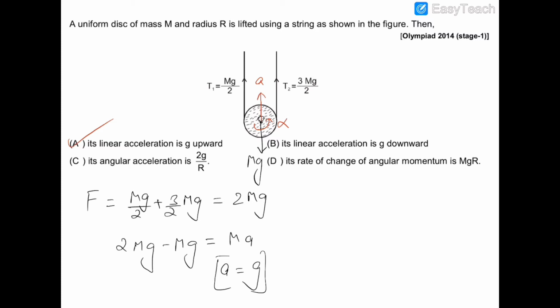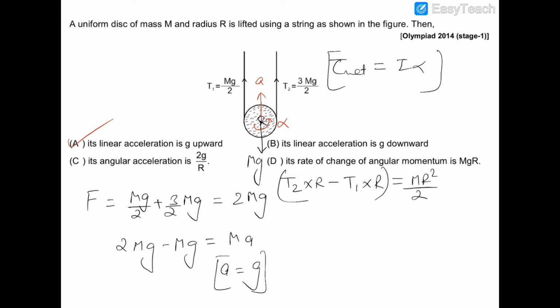So to calculate the angular acceleration, we can see that the torque of T2, which is T2 into R, minus the torque of T1, which is T1 into R, is the net torque, and net torque would be equal to I alpha. I am writing this equation as net torque is equal to I alpha. So the moment of inertia of this disk about this center is equal to mr square by 2, and the angular acceleration is alpha. So this is (T2 minus T1) into R.